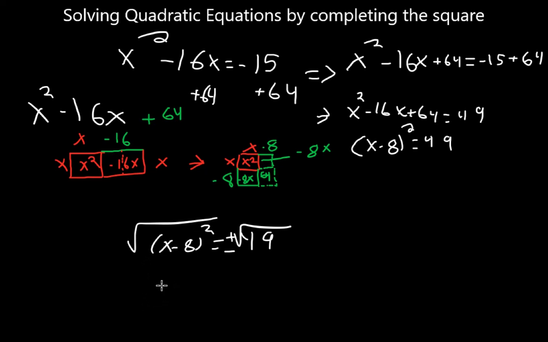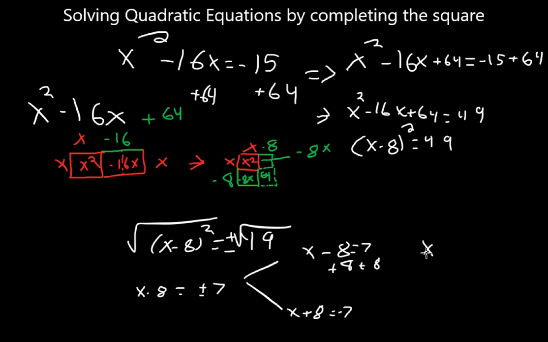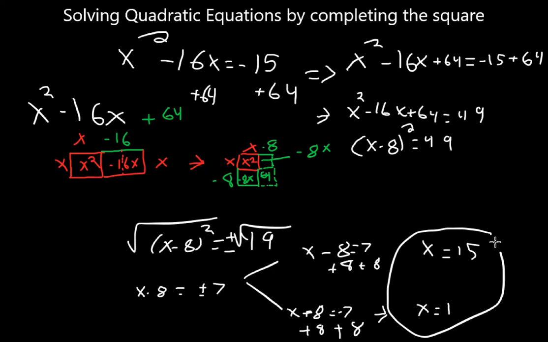So the square root of x minus 8 squared is x minus 8. And the square root of 49 will be plus or minus 7. This will give us two separate equations, one where x minus 8 equals positive 7, and one where x minus 8 is equal to negative 7. To solve this one, we would add 8 to both sides to get x equals 15, and to solve this one, we would also add 8 to both sides to get x equals 1, and these would be our two solutions.